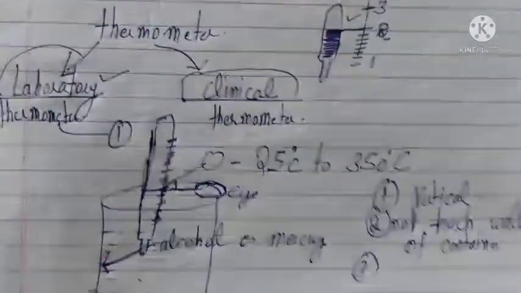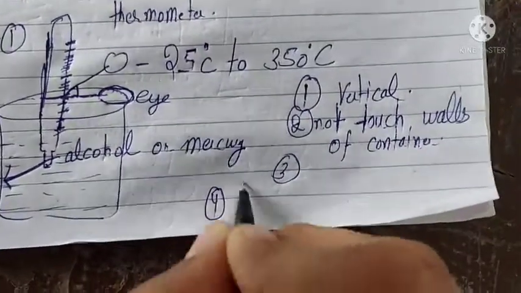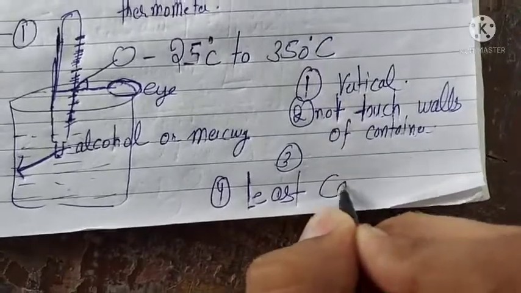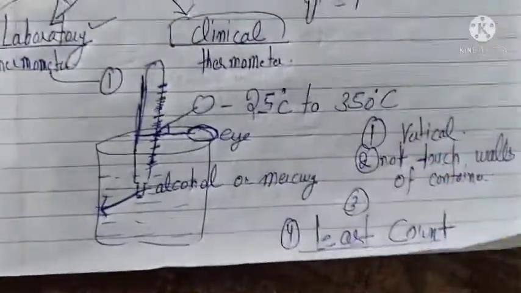And there is one more precaution. When you are measuring the reading by using this laboratory thermometer, you should always calculate the least count. So what is this least count? Every instrument has a least count. What is this least count?